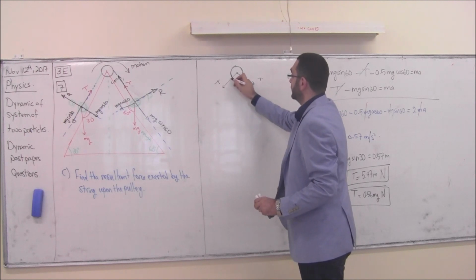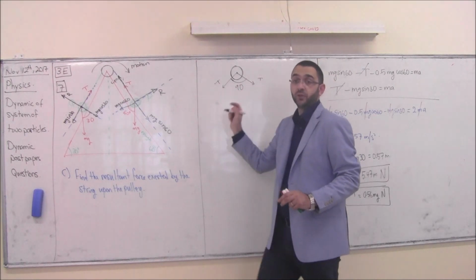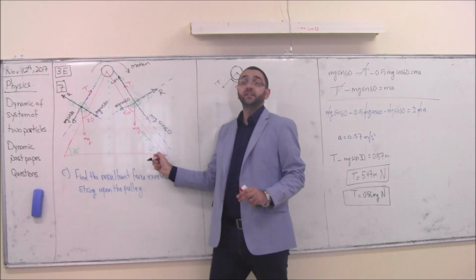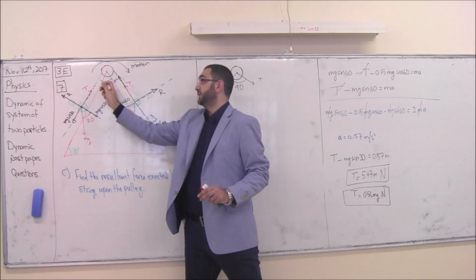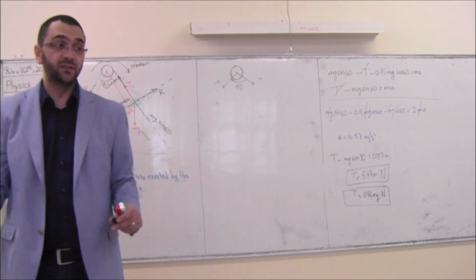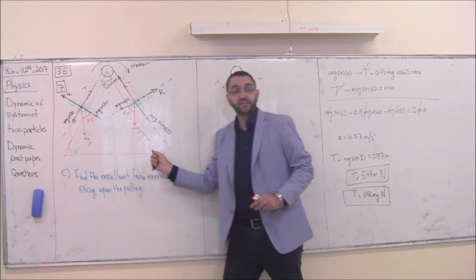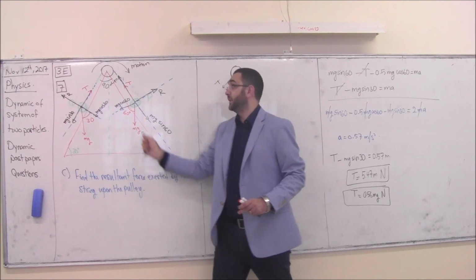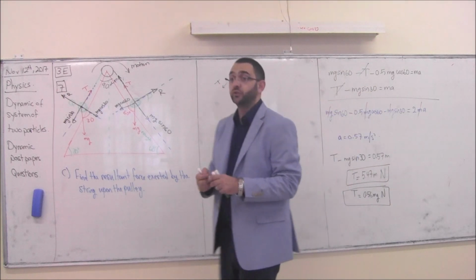This angle actually will be 90. You know why? Because look here, guys: 30 plus 60 is 90. So this angle is 90, because the sum of the angles in any triangle is 180. 30 plus 60 is 90, plus 90 is 180. So here the angle is 90.